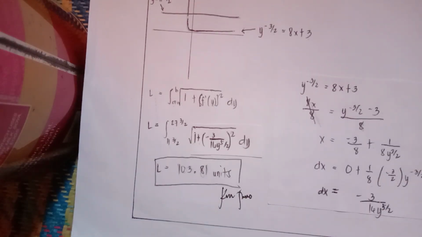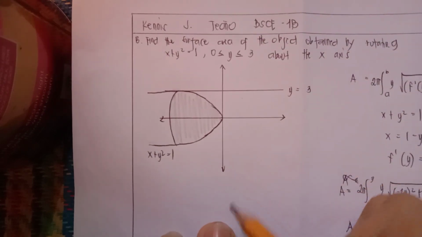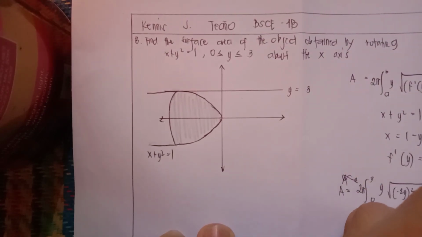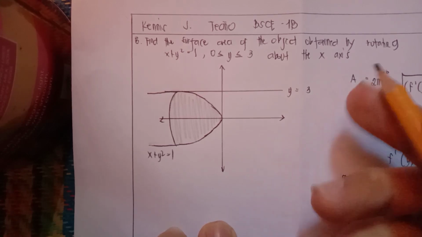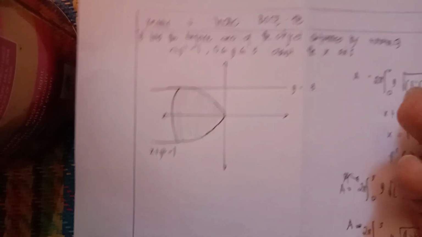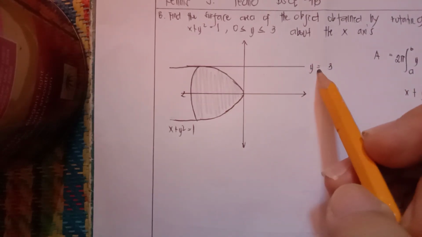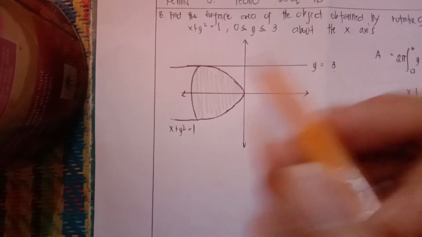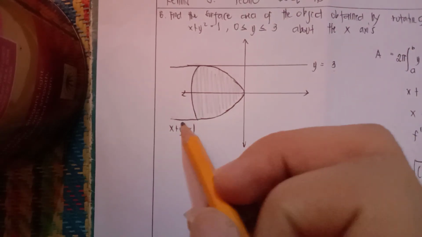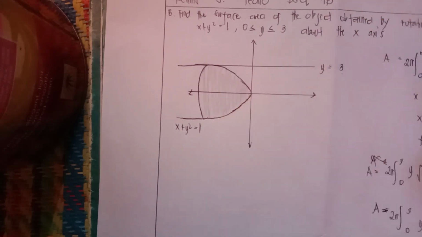For problem number 8, find the surface area of the object obtained by rotating x plus y squared equals 1 from 0 to 3 about the x-axis. So these are our graphs. This line is y equals 3. This is our x plus y squared equals 1. So this is what we will get, the surface area.